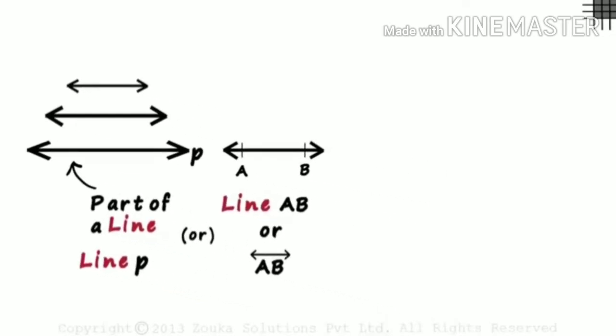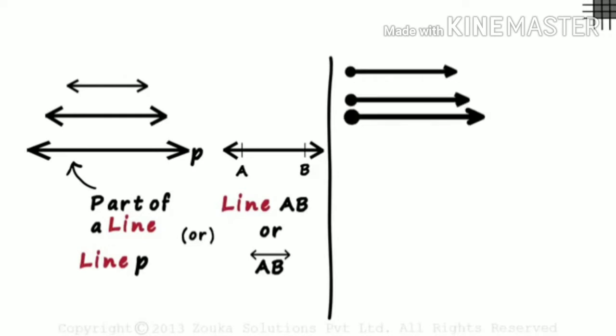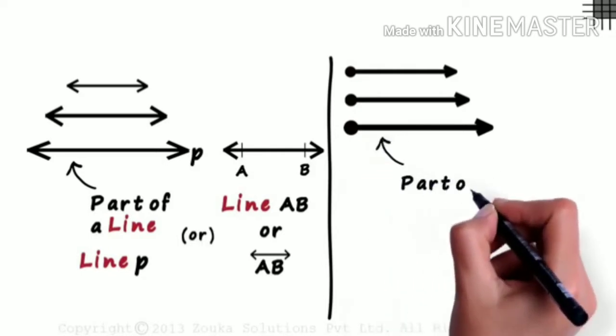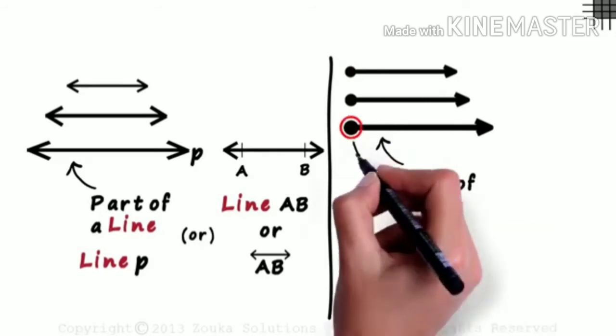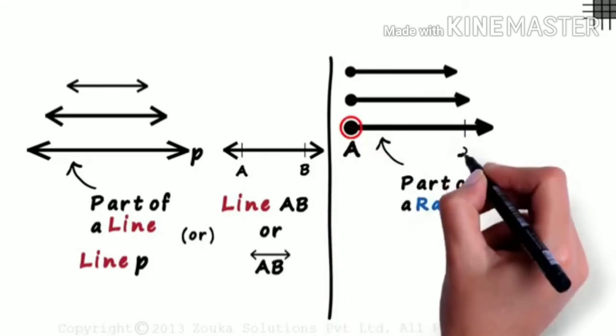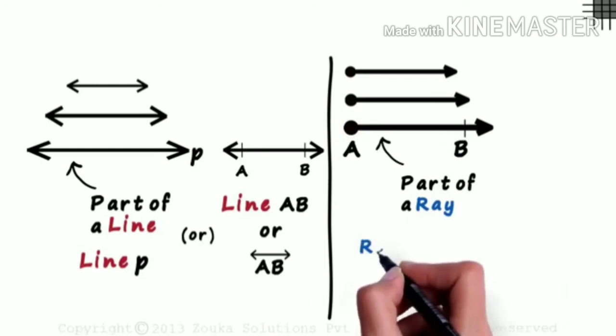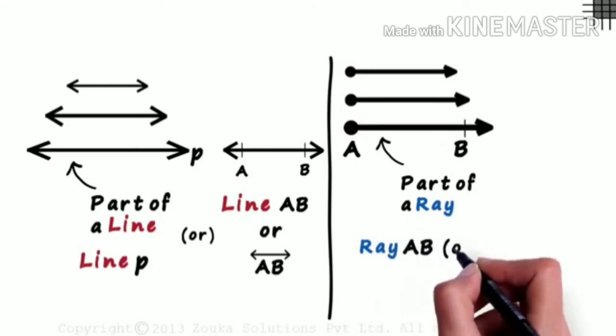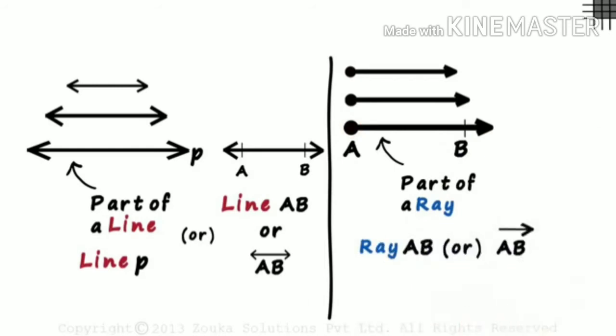So what is a ray? A ray starts at one point and goes on indefinitely in one direction. Just like for lines, even rays can be drawn in different ways. What we draw is just a part of a ray. We can mark this point as A and mark a point B somewhere on the ray. We can call this ray AB or write AB with a tiny ray over it. This tells us that the ray starts at point A and goes indefinitely in one direction.